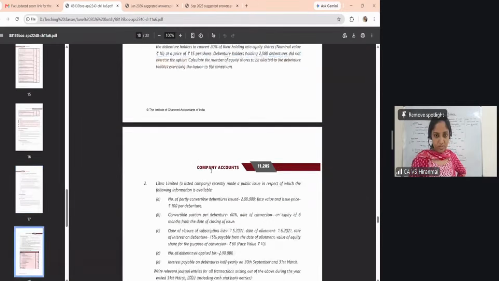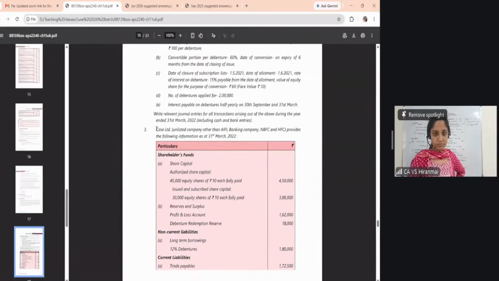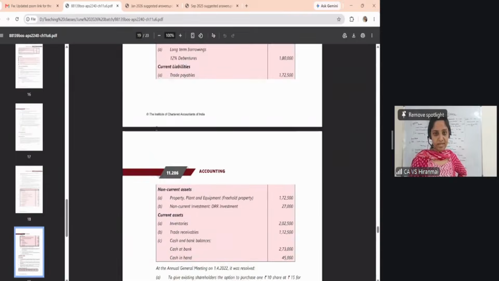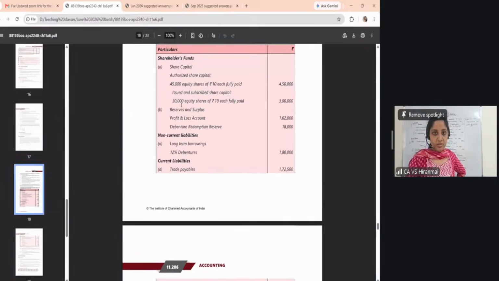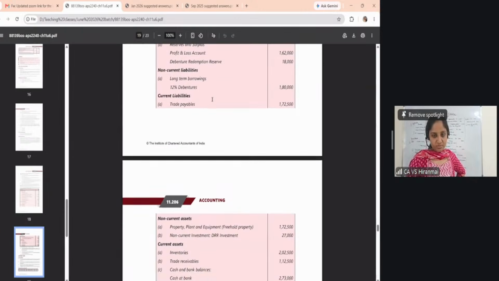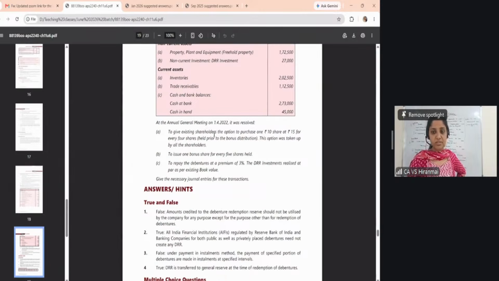Now I will do the illustration number 3. Then you will know. Please see a similar question, the practical question number 3. Same thing, 1:4. Here also you have 30,000 equity shares, so 30,000 into 1/4. Next 1:5. Then debentures are again the same thing given to you.